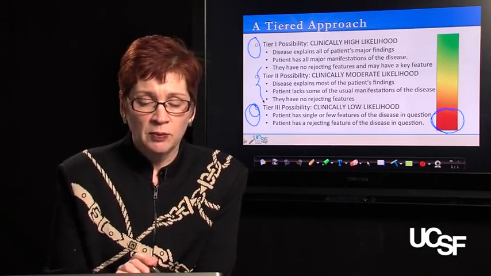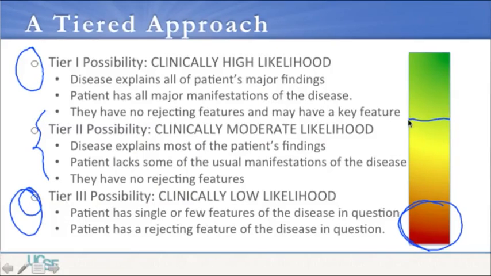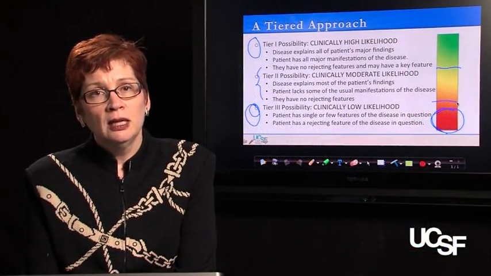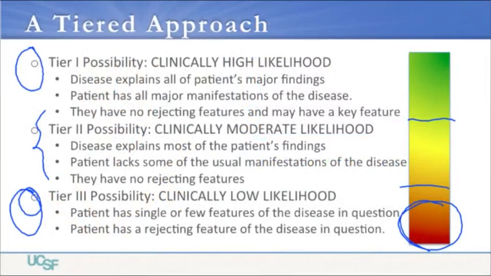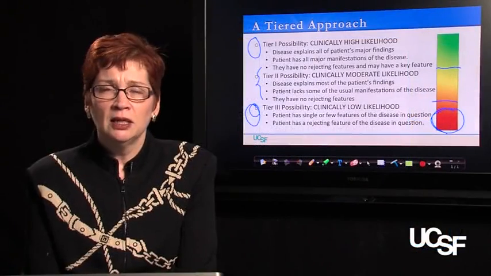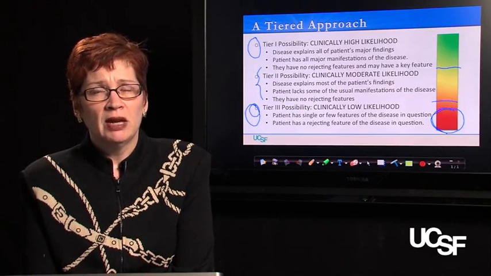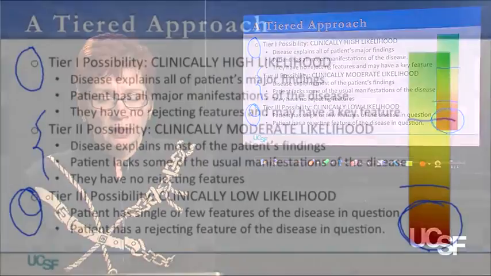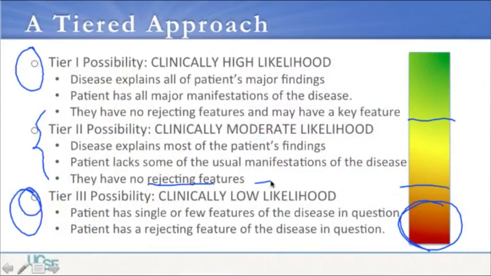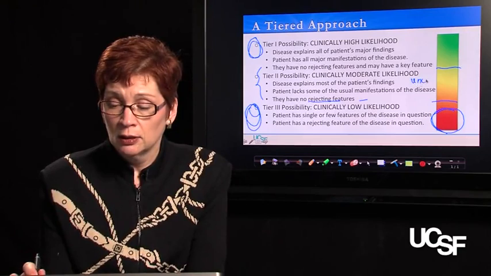But most of your attention will be spent paying focused concern to tier 2 possibilities, and those are the clinically moderate likelihood of disease. So if you look at a disease and look at your patient's illness script in comparison to that disease illness script, and you say, well, this disease I'm considering explains most of the patient's findings, but there's some major ones that are not explained by the disease, then you might be dealing with a tier 2 disease. If, on the other hand, the patient has most of the manifestations that the disease usually shows, but lacks some of the important ones, then that also might be a tier 2 possibility. And they usually have no rejecting or key features. So high likelihood, low likelihood, clinically moderate, or some people would call this uncertain likelihood.